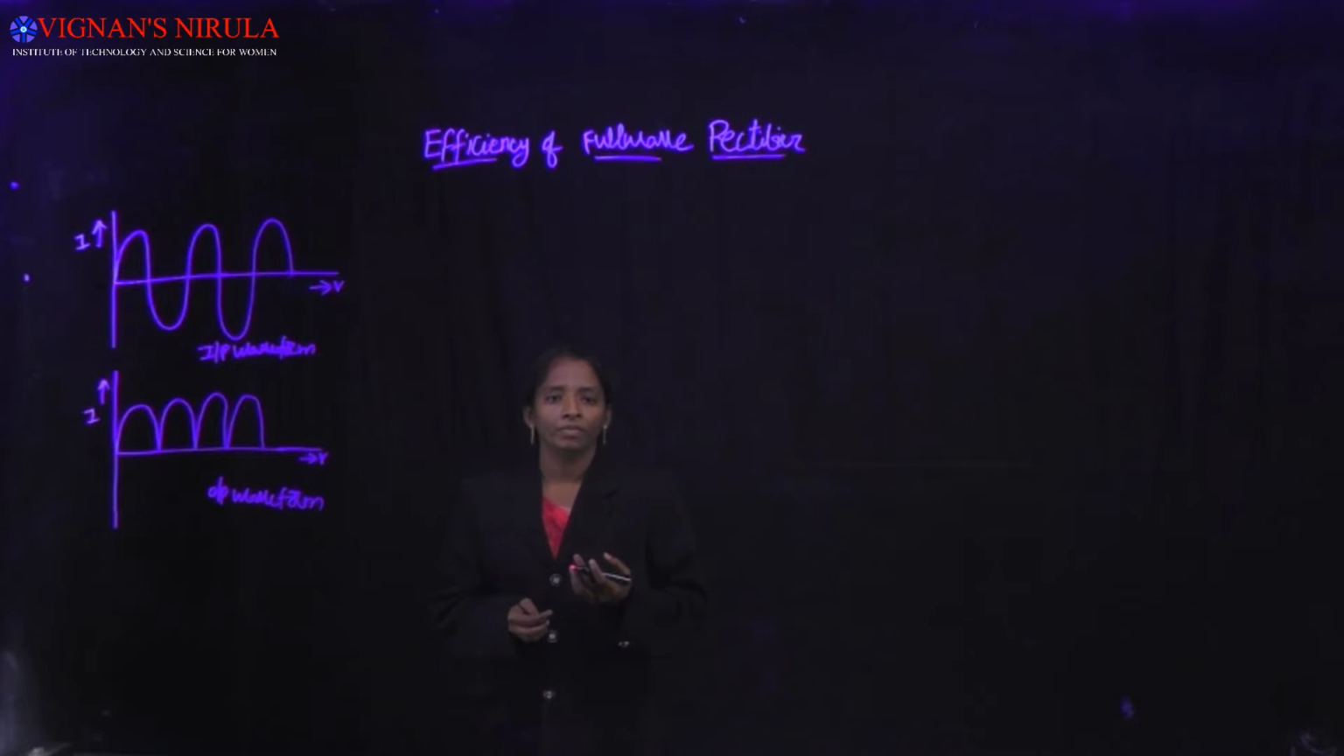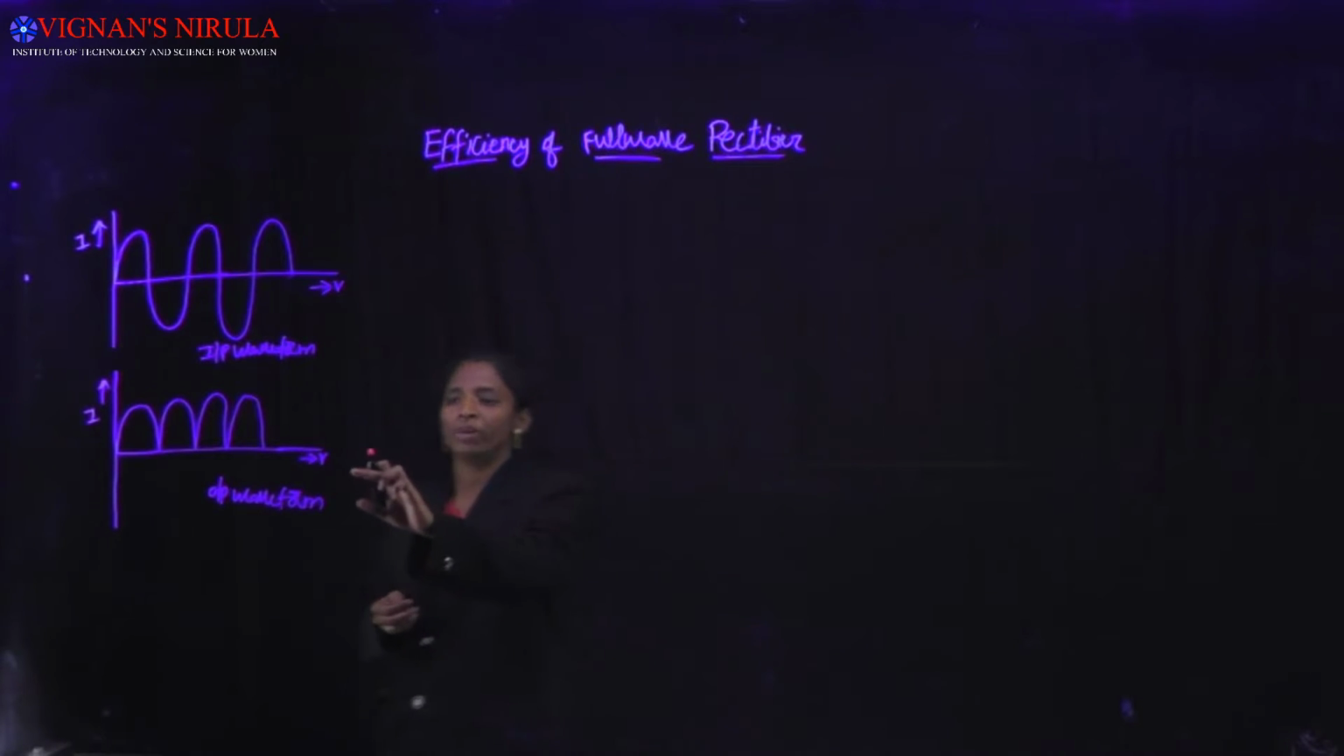So for half wave rectifier we are getting output only for the positive half cycle. But in full wave rectifier we are getting output for both the positive half cycle and the negative half cycle. That means during the positive half cycle and during the negative half cycle current flows. So at that time we are getting an output waveform like that.